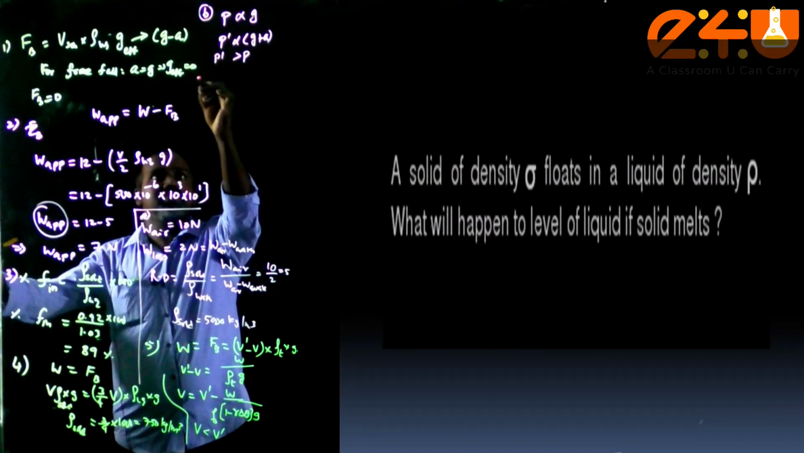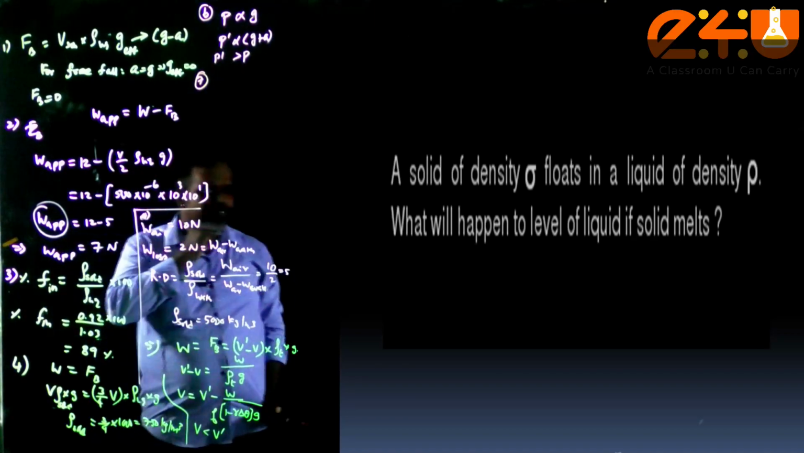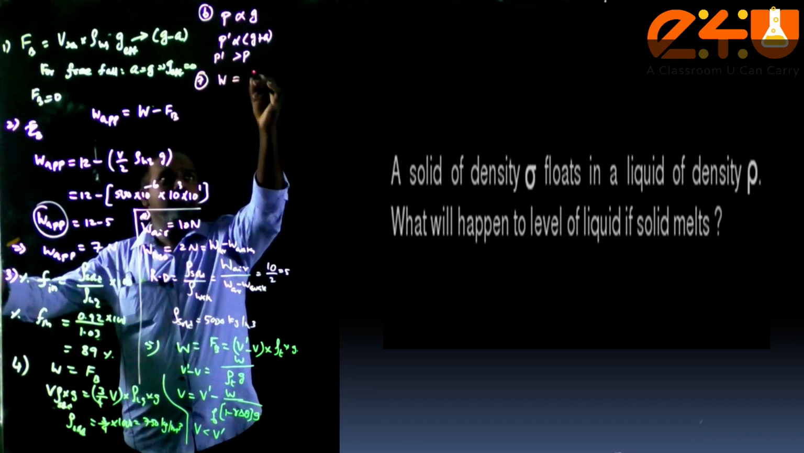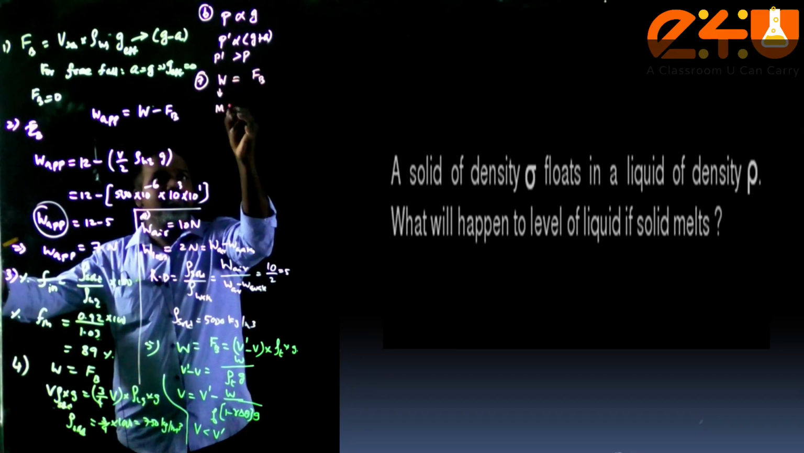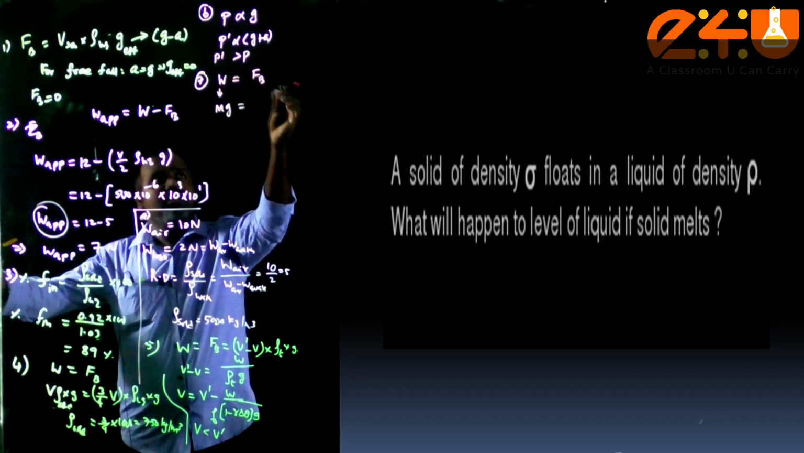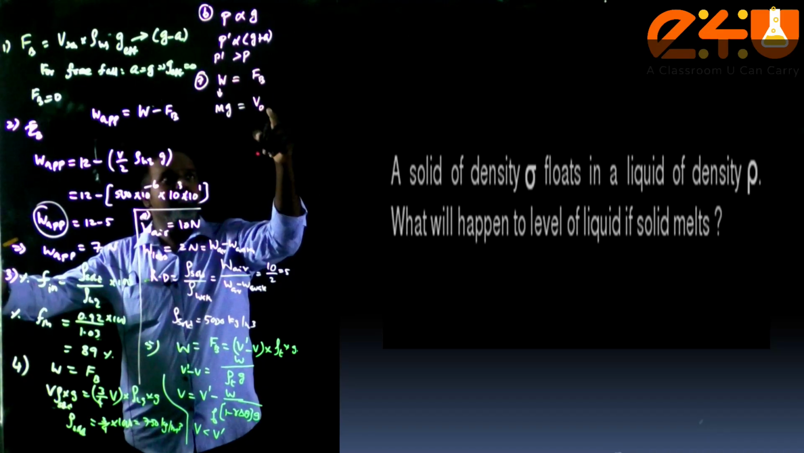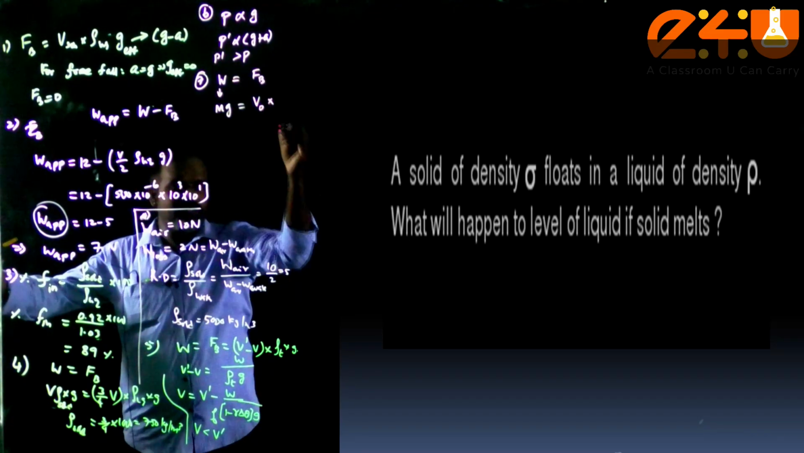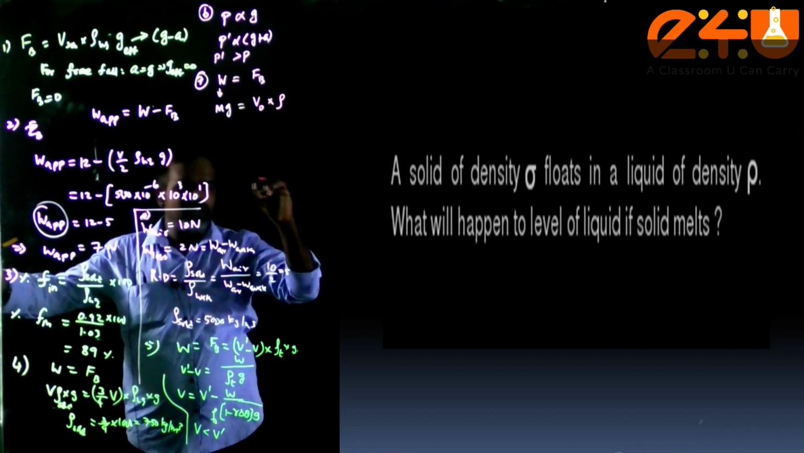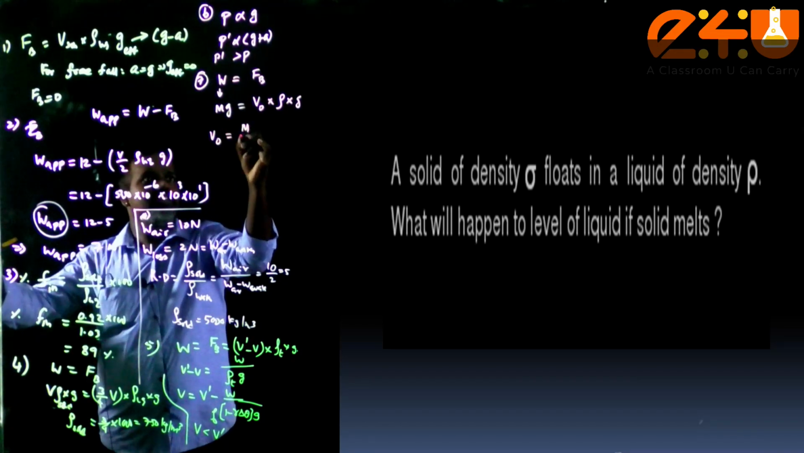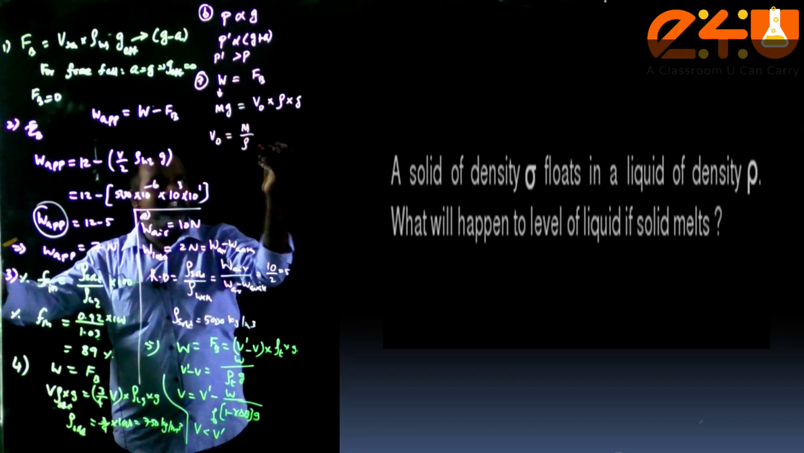The next question, question number 7. A solid of density sigma floats in the liquid. Floats means we can again say that W is equal to F buoyancy. This is nothing but mg, that is equal to F buoyancy. F buoyancy is nothing but the volume of the solid inside the fluid, say the initial volume V naught, into the density of the fluid, which is given as rho here, into g. So g gets cancelled out, therefore V naught is equal to m by rho. Take care of the symbol, rho is the density of the liquid.